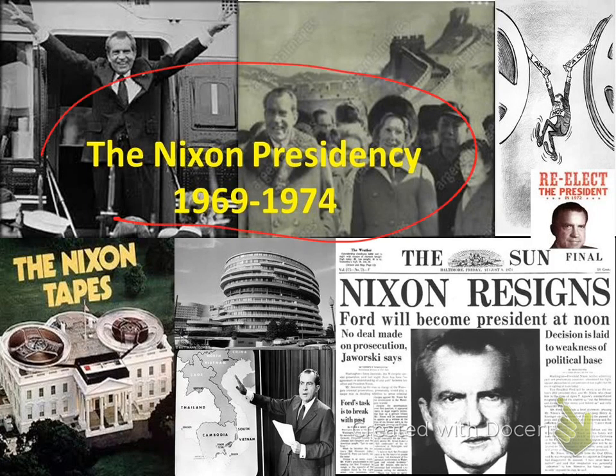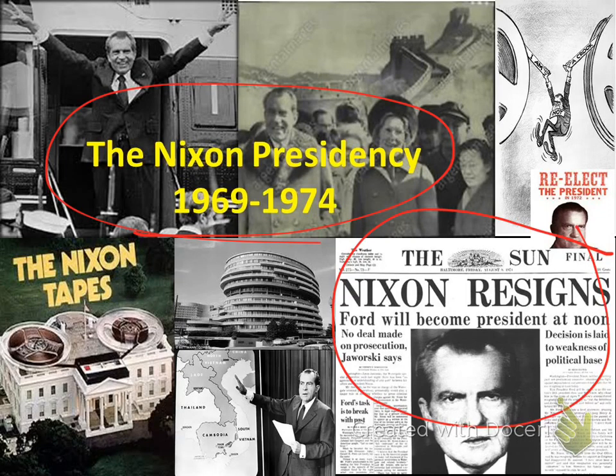This video will take a look at the Nixon presidency. That started in 1969. Keep in mind, Nixon was first elected in 1968, and then he was re-elected in 1972. So when Nixon first came into office, it was January of 1969. And of course, he resigned in 74. And as you can see down over here in the bottom right-hand corner, there is the headline, Nixon resigns. Ford, who was his vice president, and we'll talk about Ford later on, becomes president.